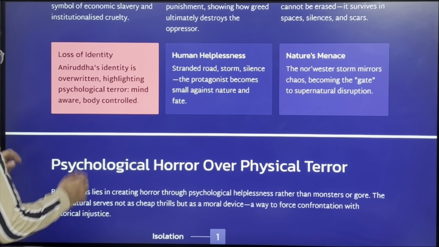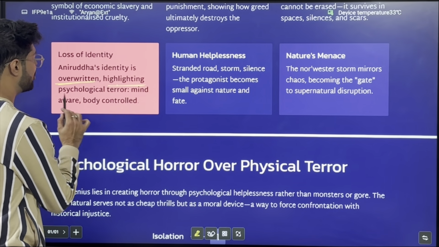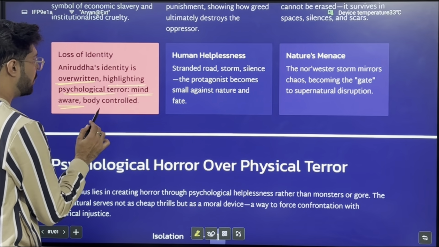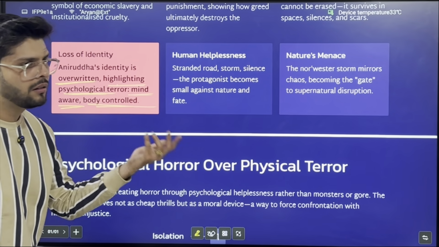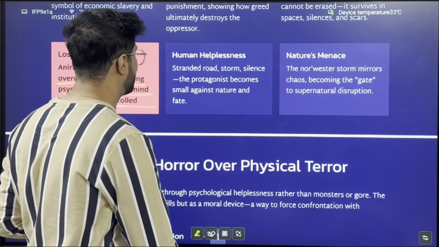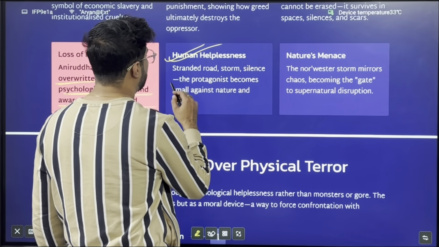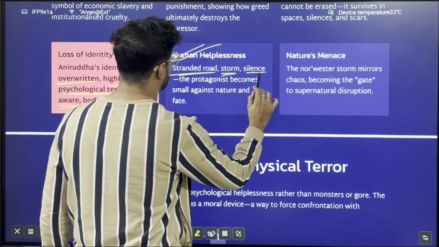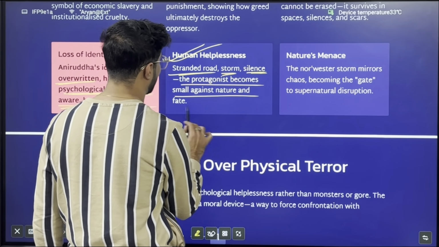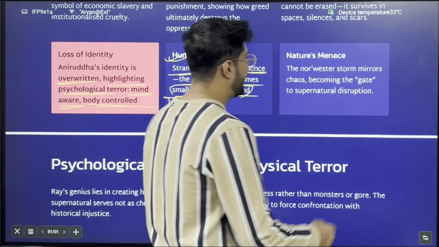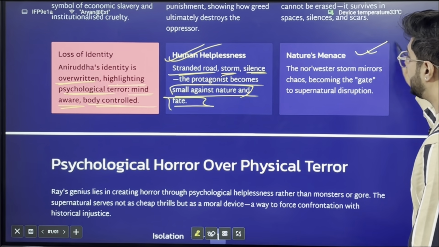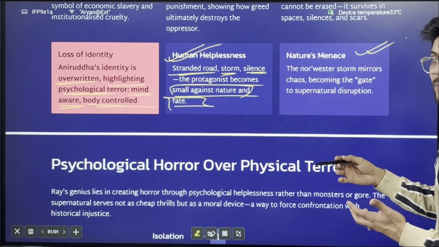Aniruddha's identity is overwritten, highlighting psychological terror, mind aware, and body being controlled by the Englishman's possession. Then there is a human helplessness: stranded road, storm, silence. The protagonist becomes small against nature and fate. Okay? Nature is more dominating. We cannot control nature. And then nature's menace. Menace is basically threat.